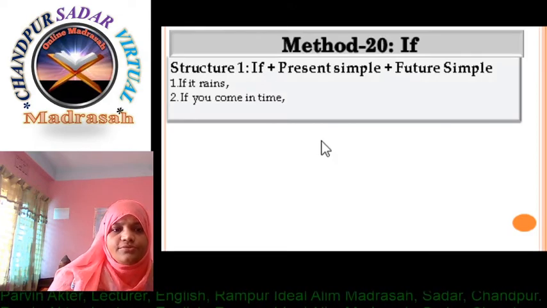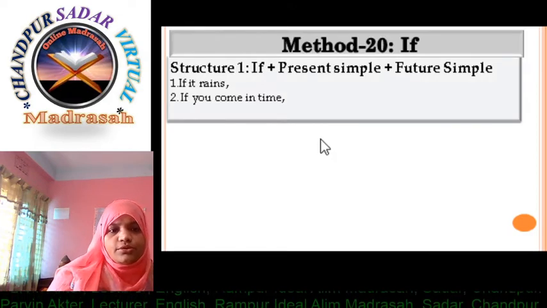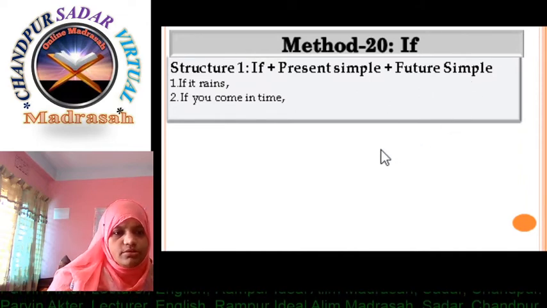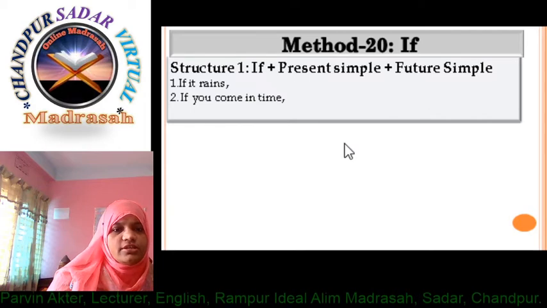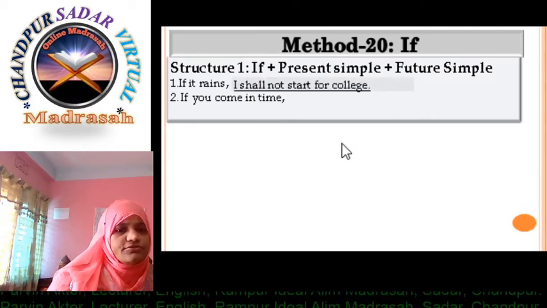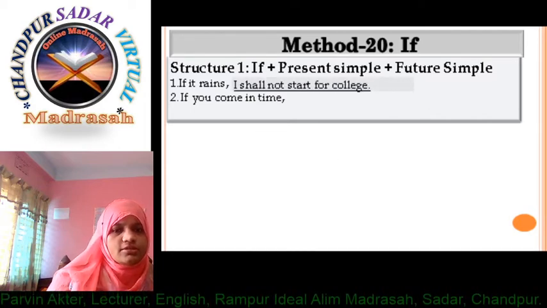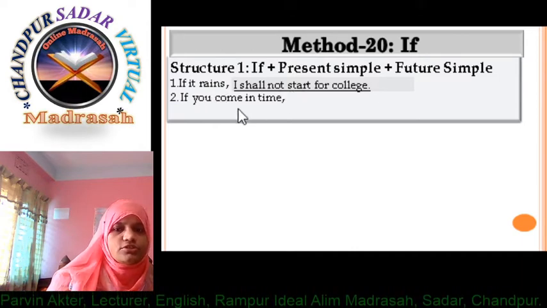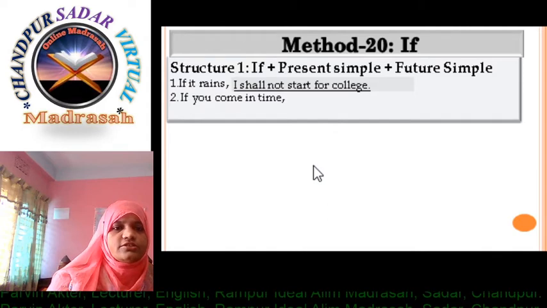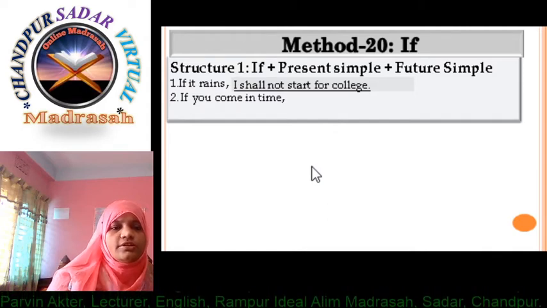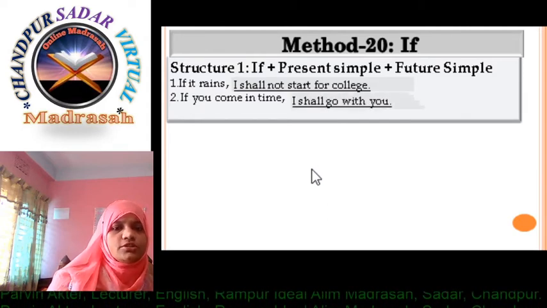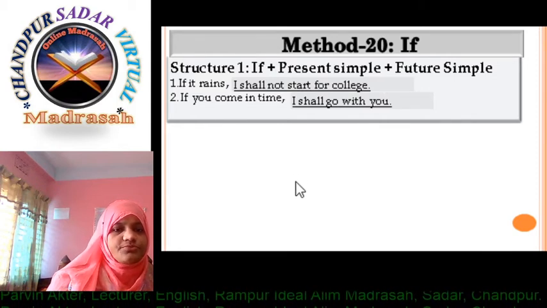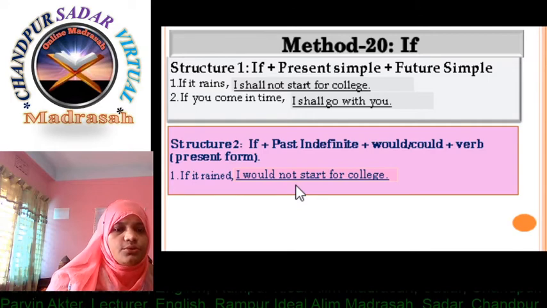Method 20. If. Structure 1. If plus present simple, then will be future simple. First one: If it rains, I shall not start for college. Clear, my students? Present simple rains and then shall not start, future simple. If it rains, I shall not start for college. Then, if you come in time, I shall go with you. Also present and future.